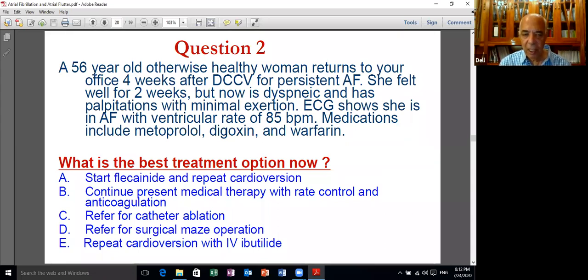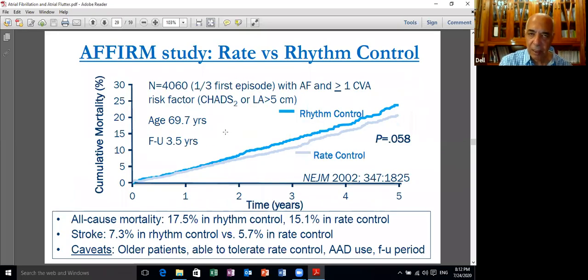Repeat cardioversion and use intravenous amiodarone. Intravenous amiodarone is a class 3 antiarrhythmic drug, is prone to produce torsades, and is used in patients with structural heart disease. Here, there is no evidence of structural heart disease.